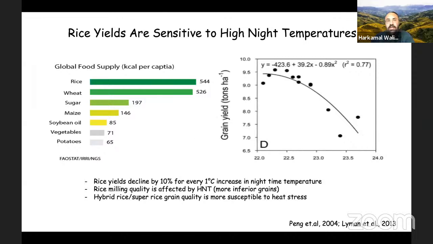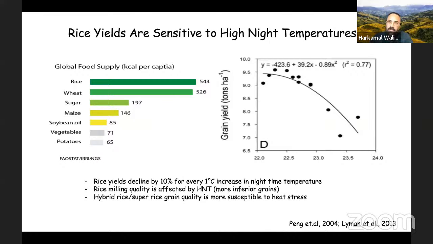Why this is important is shown in this graph. Rice and wheat in combination provide more than 50% of the calories that humans consume per capita globally. For every 1 degree increase in the average nighttime temperature during the growing season for rice, we see a decline of about 10%. And this is field-based data, so it's almost alarming that you're seeing these great increases in nighttime temperature. For wheat, which I'm not going to talk about, but I would love to at some point, we see about a 4 to 6% decrease in yield for every 1 degree increase in nighttime temperature.